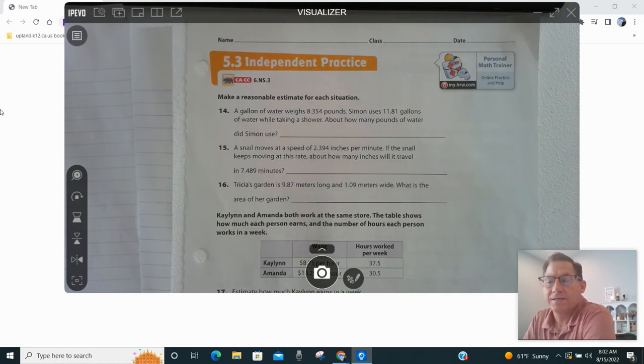All right, we're going to continue with lesson 5.3, the independent practice problems. We're on page 123 of the 6th grade Go Math textbook. Make a reasonable estimate for each situation. A gallon of water weighs 8.354 pounds. Simon uses 11.8100 gallons of water while taking a shower. About how many pounds of water did Simon use?